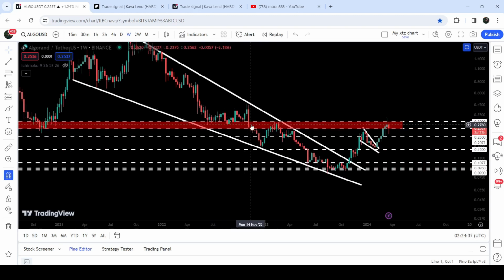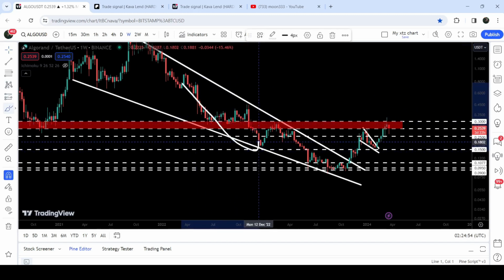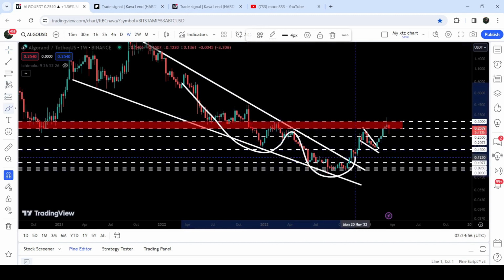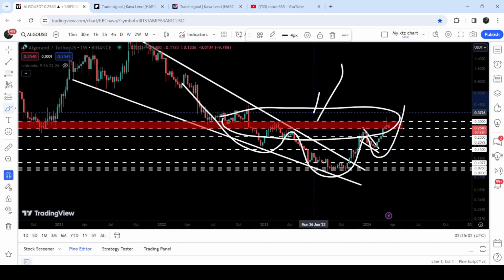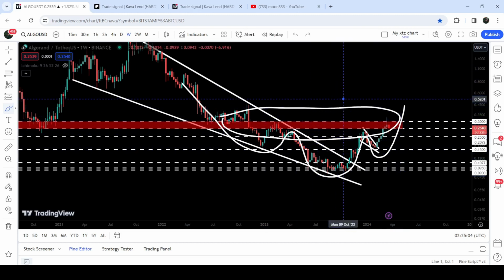And after the breakdown in the month of November 2022, since then it has again flipped into a very strong resistance zone. And this resistance zone is also working as the neckline of a very big inverse head and shoulder pattern as well. You can see that this is the left shoulder, this is the head, and this is the formation of the right shoulder of this inverse head and shoulder pattern.